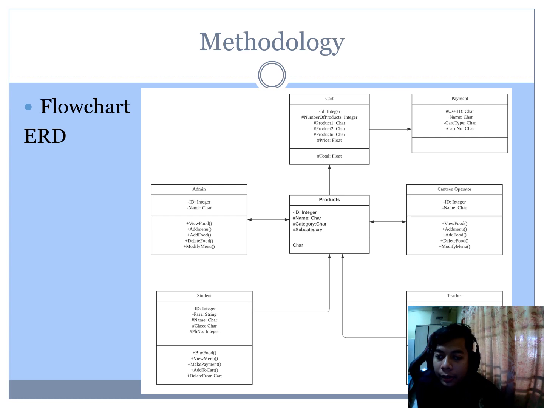Here we can see the entity relation diagram. We have admin, canteen operator, teacher, student, and of course the product that wants to be sold as the order list, and we can put it in the cart and also proceed with the payment.